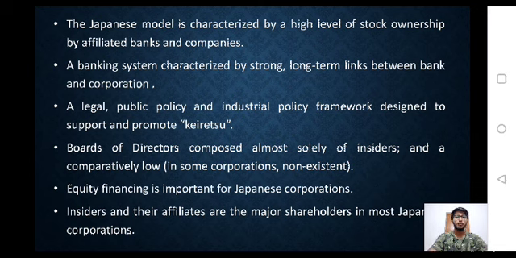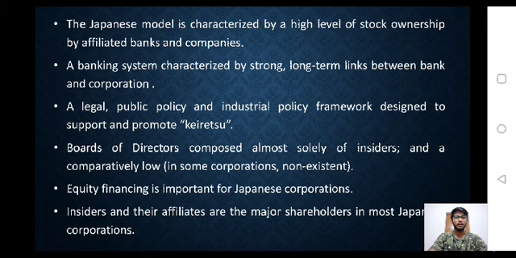Then the next point is a legal, public policy and industrial policy framework designed to support and promote keiretsu. Keiretsu is a cross-holding shareholder that performs cross-holding functions among shareholders. The next point is a board of directors composed almost solely of insiders.